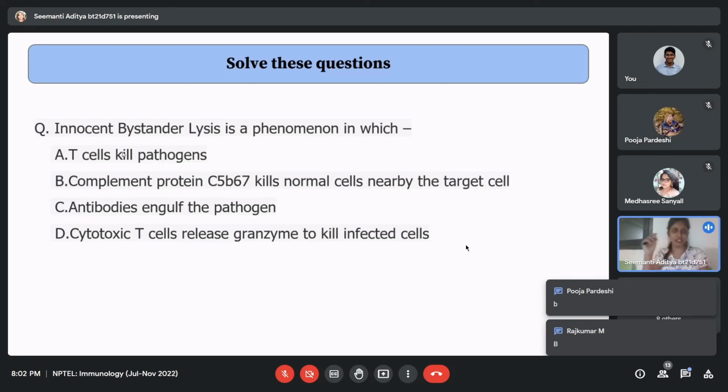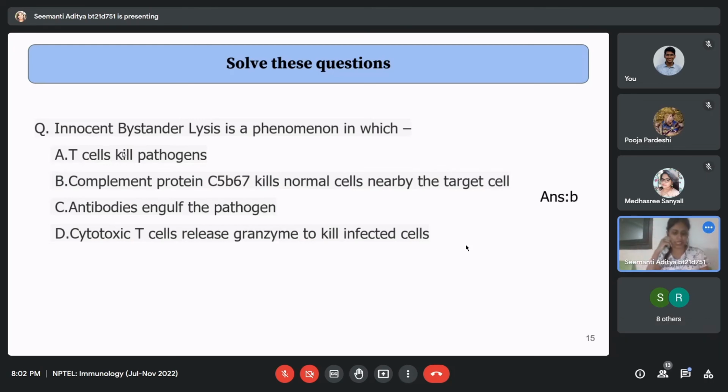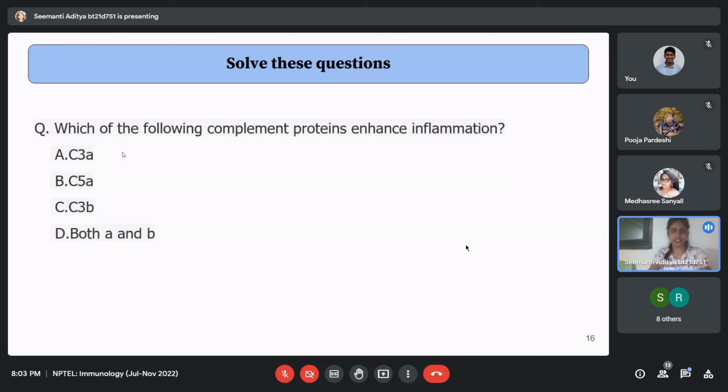Right. So everybody, you have given the right answer. Answer is option B. Innocent bystander lysis is a phenomenon where this complement protein will kill all these nearby cells instead of the target cell itself, and it's going to kill the innocent cell. So it is known as innocent bystander, the term. So that's right. The last question for today, and then we'll wrap up.